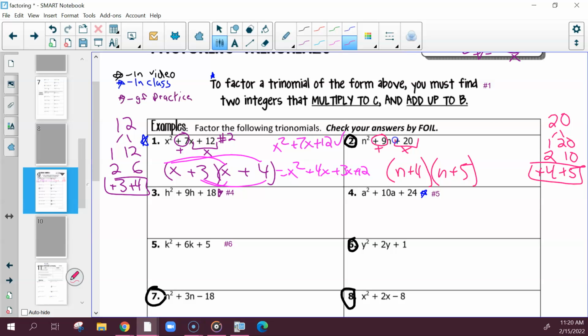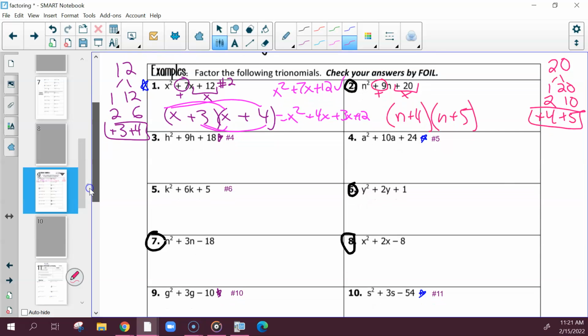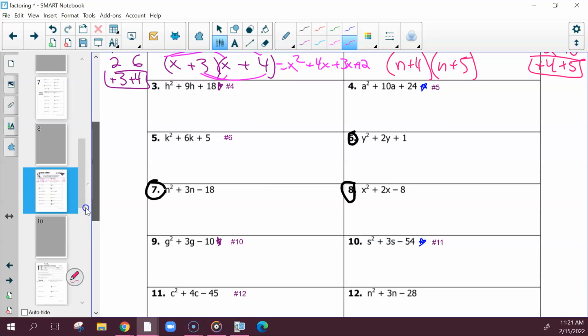Besides this major rule, multiply to be C, add up to be B, there are other things in place. So if we have a positive and a positive, that should tell you that the two factors you get will also have a positive and a positive. That's going to change as we go through some of these negatives. So let's do number 6, and then we'll change to some others.